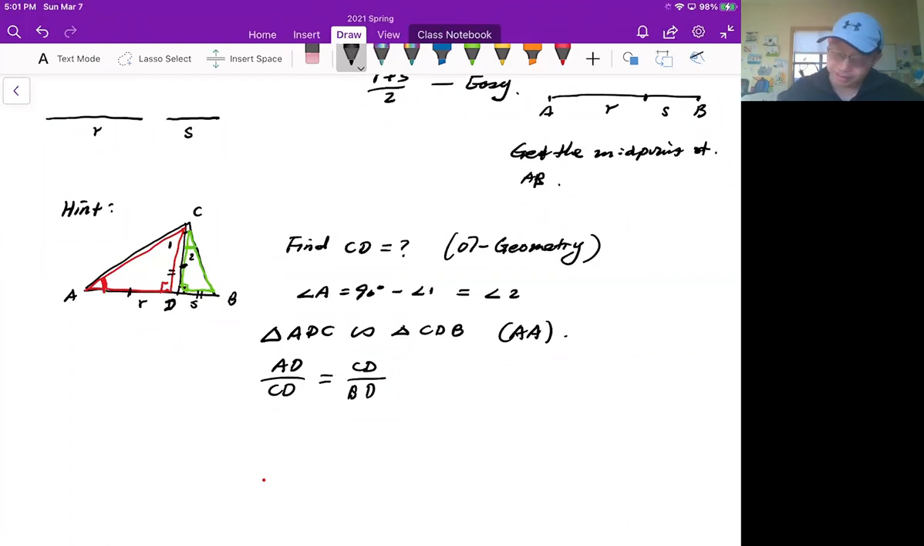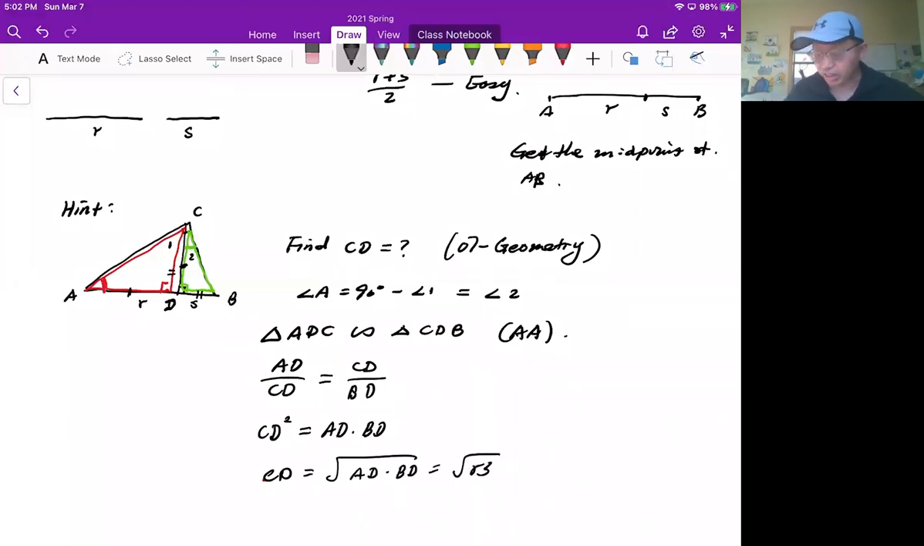And another one is that you can have this side correspond to that side here. But the problem is that CD is used twice. So CD squared is AD times BD, and therefore CD is the square root of AD and BD, and that's the square root of RS. Can you see that? So all I want is to make the AD to be R and BD to be S, and the CD has to be the geometric mean. Okay, so that's the idea.